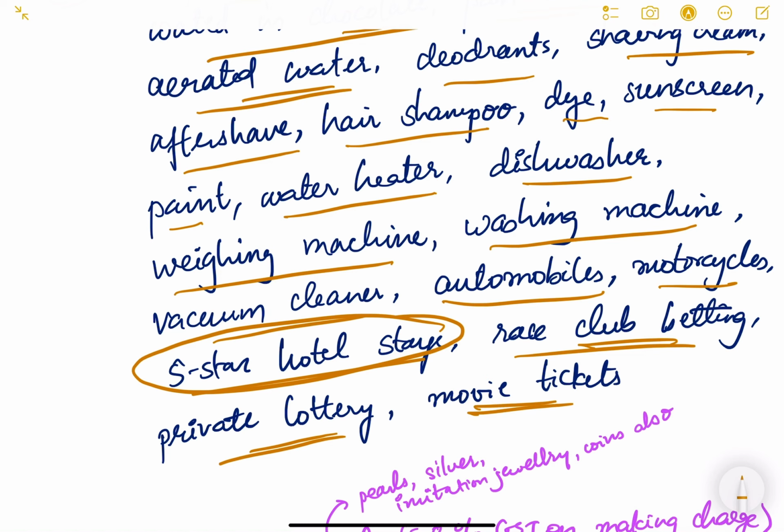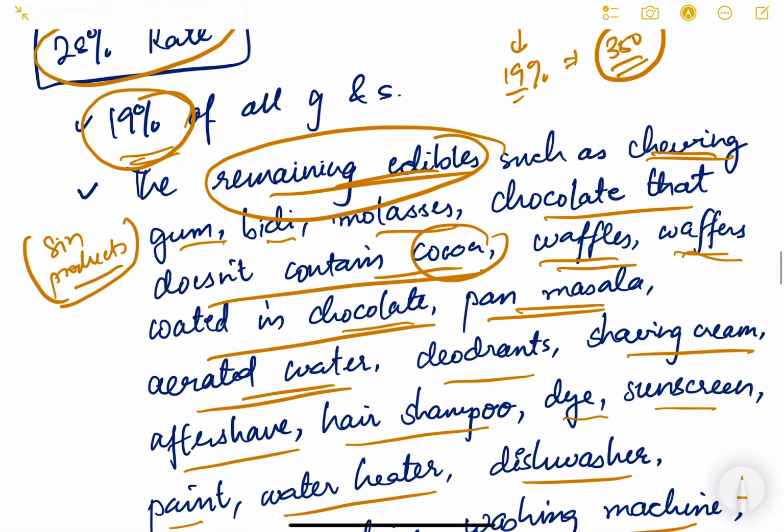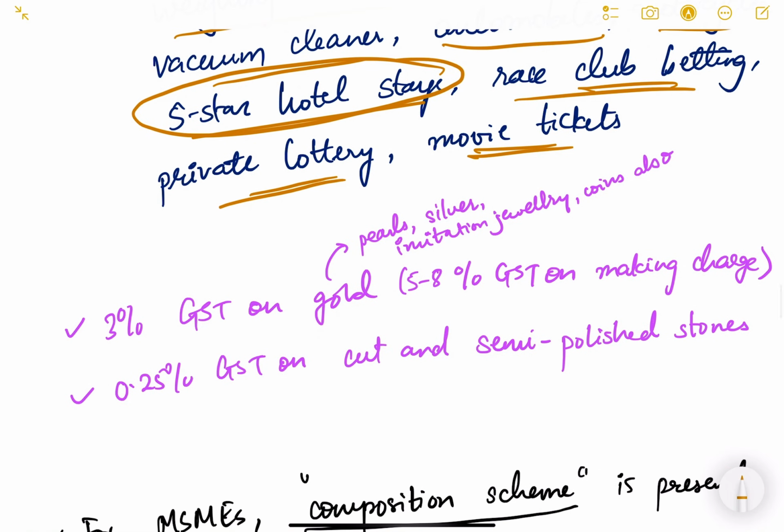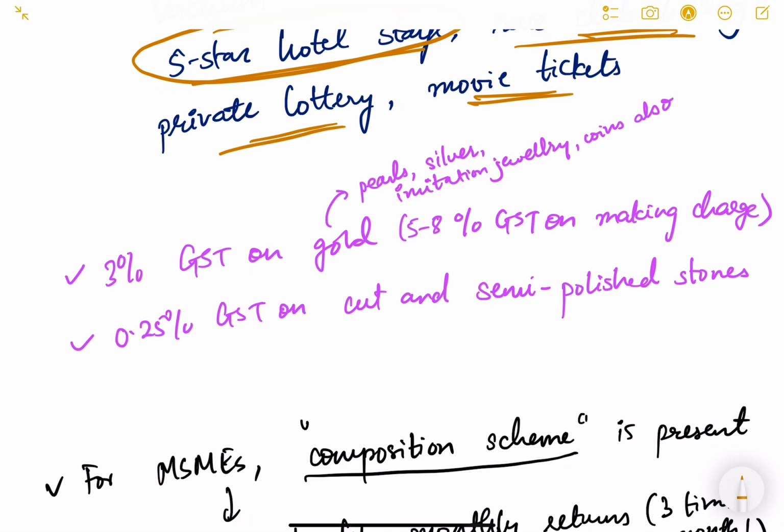These are all the high-end products, high-end things which rich people will consume, rich people will use. So they are taxed at the highest rate. Okay, so these are the different categories. Now there are two separate special categories.